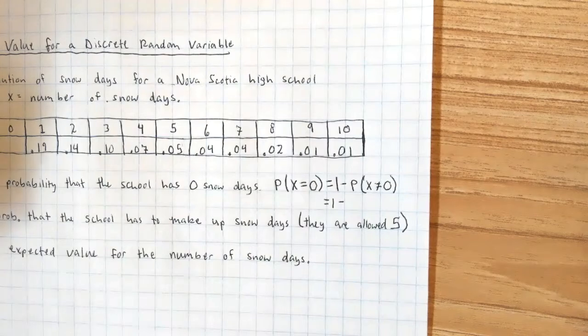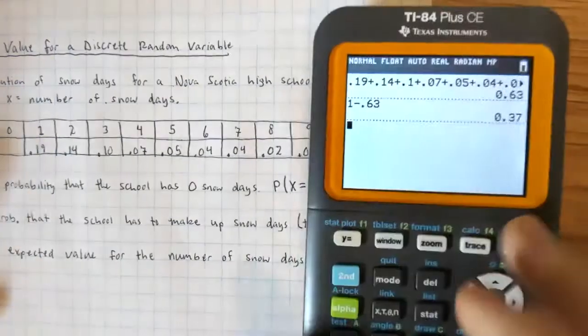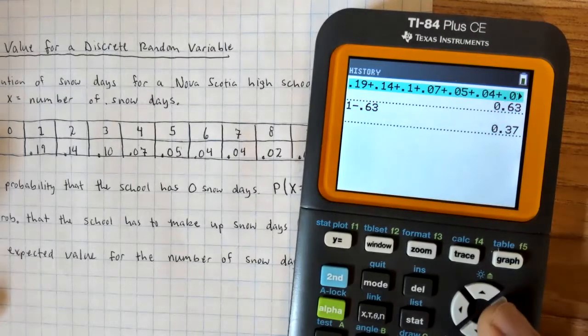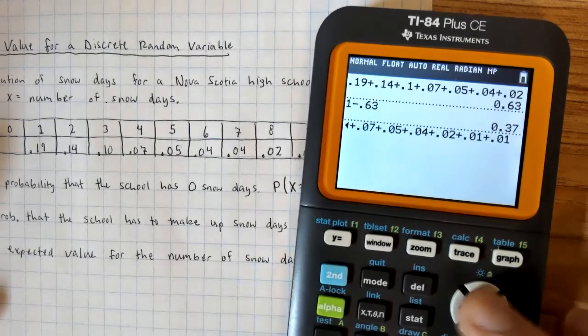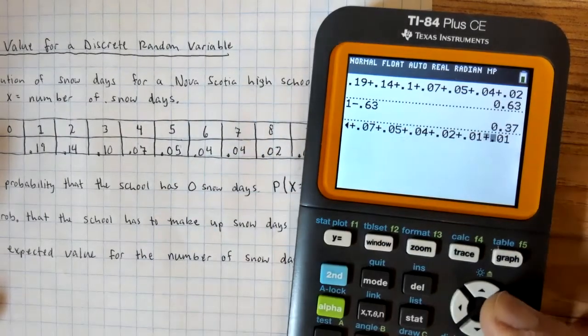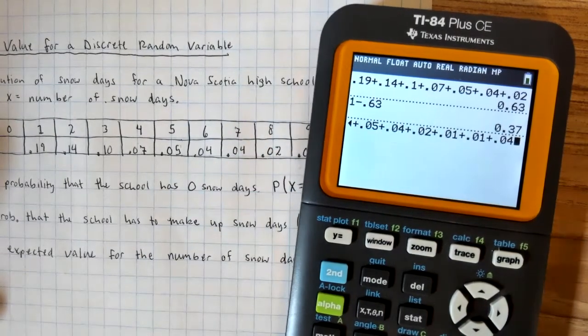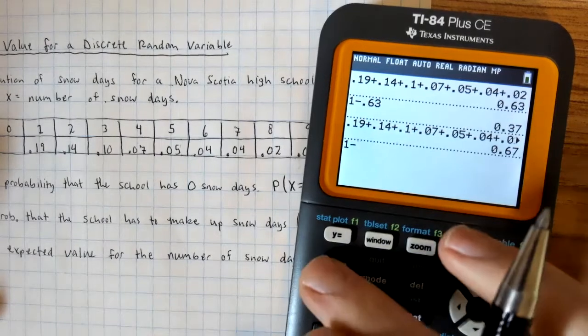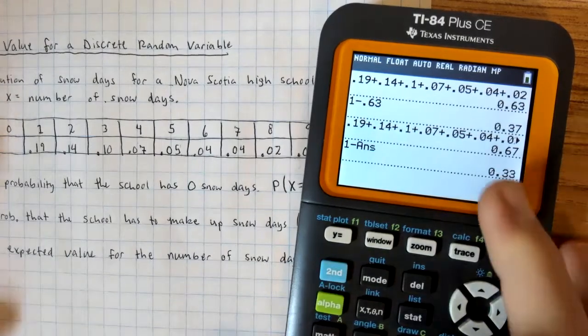I feel like I might have missed something. 19, 14, 10, 7, 5, 4. Yeah, I missed a 4 right there. We add 1.04. Do that subtraction one more time. So 0.33.